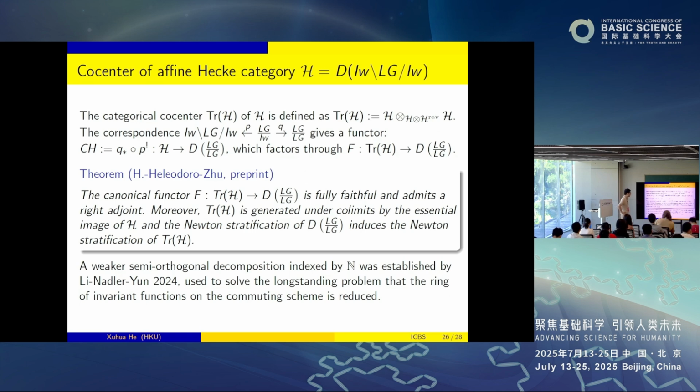Moreover, this admits the Newton stratification. There is a similar result, a slightly weaker version, but by a totally different method, by Penghui Li, Nadler, and Zhiwei Yun. They used this to solve a long-standing problem on the invariant functions on the commuting schemes.